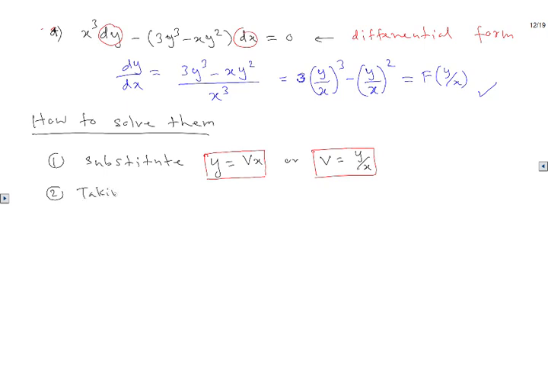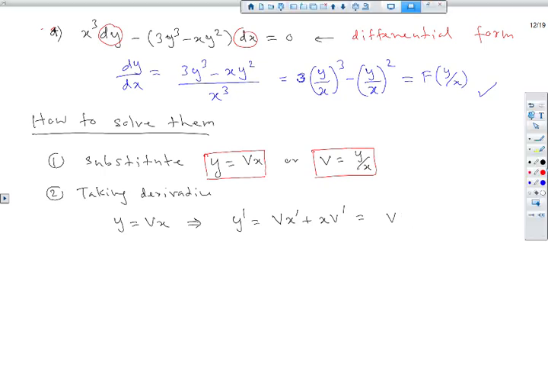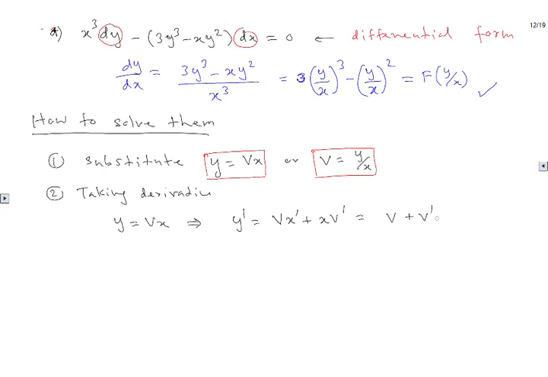If you take the derivative, this is a product, so you're going to use the product rule. We have y equals vx, so y prime equals v x prime plus x v prime. Since x prime is 1, this becomes v plus v prime x. This is always the case, because this is the same substitution we use for all homogeneous equations, so we can remember it as a formula. Wherever you see y prime, we substitute v plus v prime x.